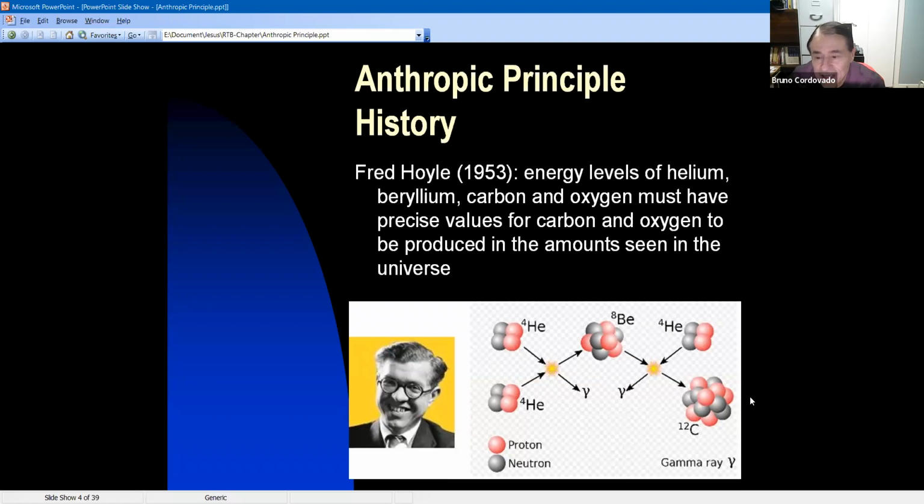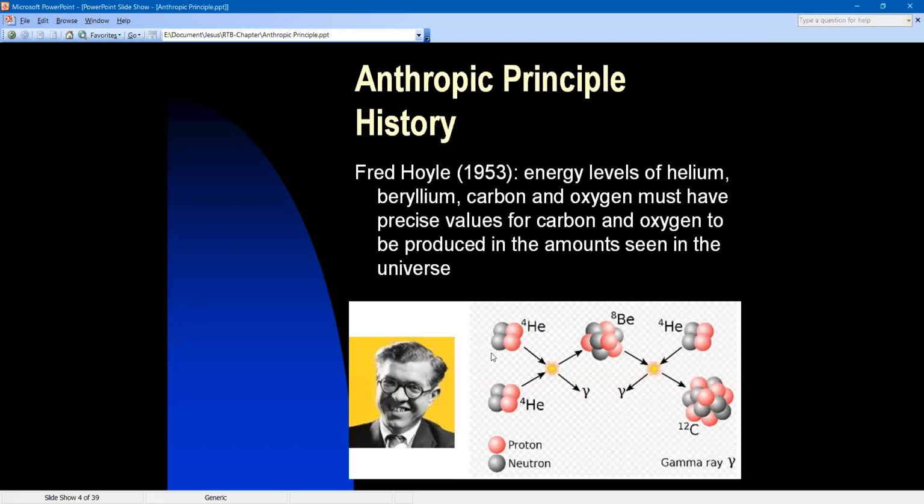Because if you look at the amount of carbon and oxygen in the universe, you get that there's pretty high amounts of both of them. And the only way you could produce that in a supernova would be to have the proper energy levels for carbon or for beryllium and oxygen. And so he thought it seemed like kind of a coincidence. But he didn't really see this as necessary for man or for life. So he never really considered it as being fine-tuning for life.